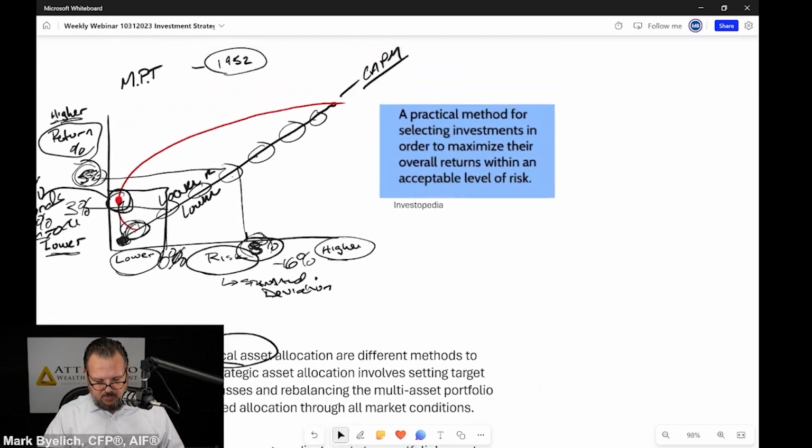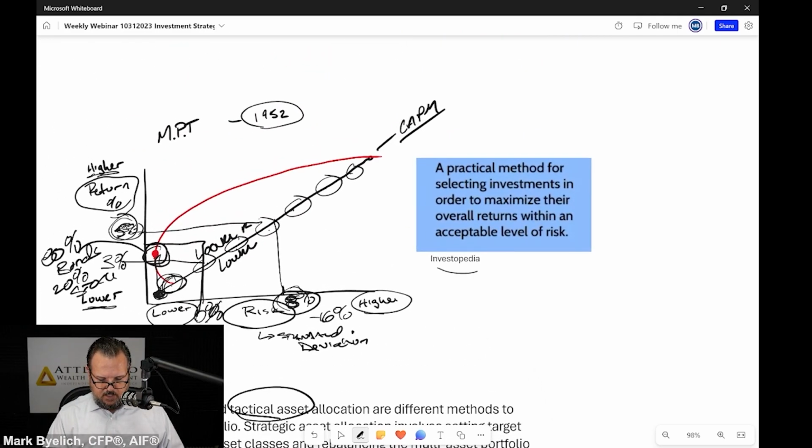Oh, I'm sorry. Now let me tell you what, I didn't read this to you. I had this definition here for you that I found for modern portfolio theory that might sum it up better than what I just told you there. So modern portfolio theory, and this is from Investopedia, is a practical method for selecting investments in order to maximize their overall returns within an acceptable level of risk. So a practical method for selecting investments in order to maximize their overall return within an acceptable level of risk. So yeah, that's a good definition.